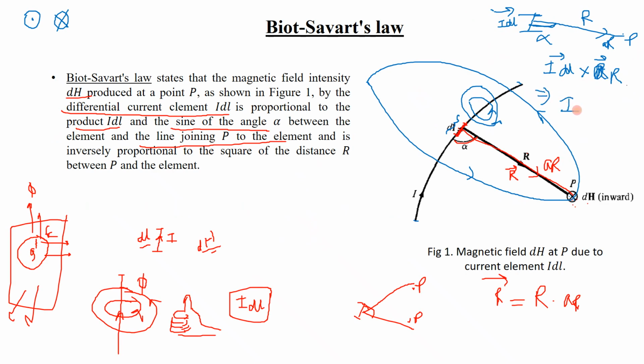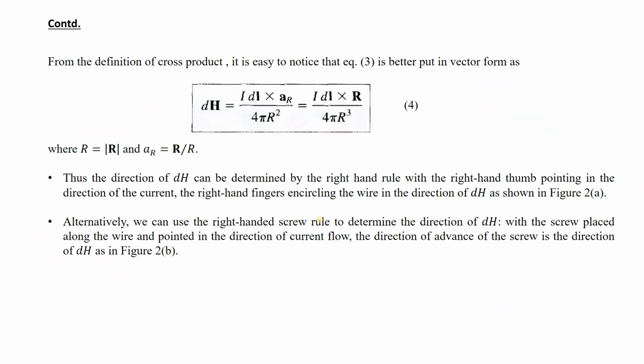If R were above, we would write R. Okay, so this will be mod value, ideal is mod value into 1 into sine alpha. That is ideal sine alpha. That is why it is ideal unit vector R.